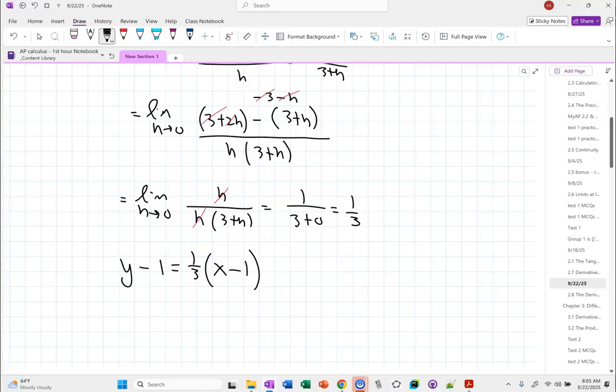So again, probably the hardest part there was getting the limit correct, right? Clearing that indeterminate form and simplifying down to 1/3, and after that it's not bad.